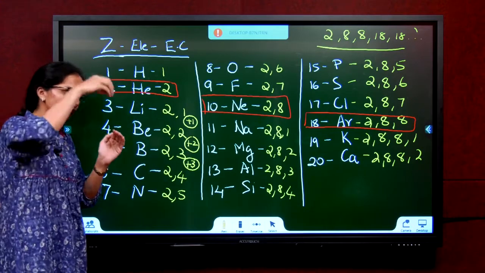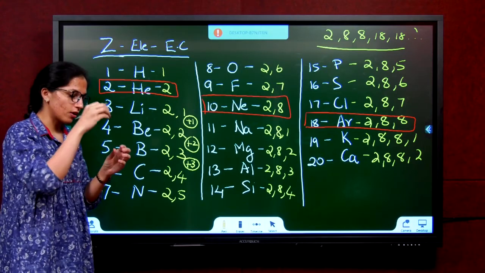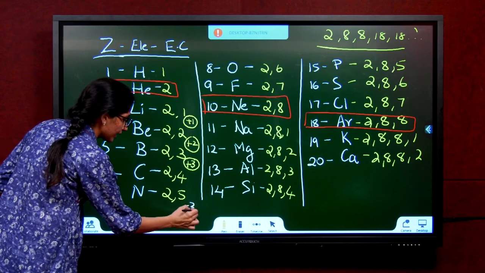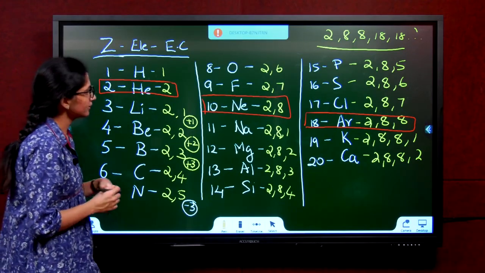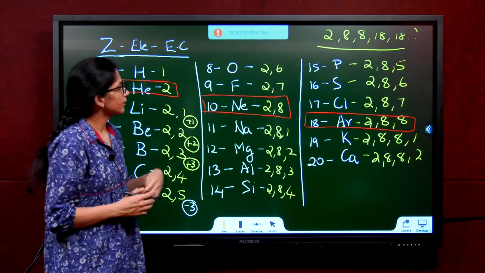Nitrogen is stable. You're putting 1 electron, it became extra negative. 1 more electron, extra negative. 1 more electron, extra negative. So what happened to the charge? -3. Next, coming to oxygen, it has 6.